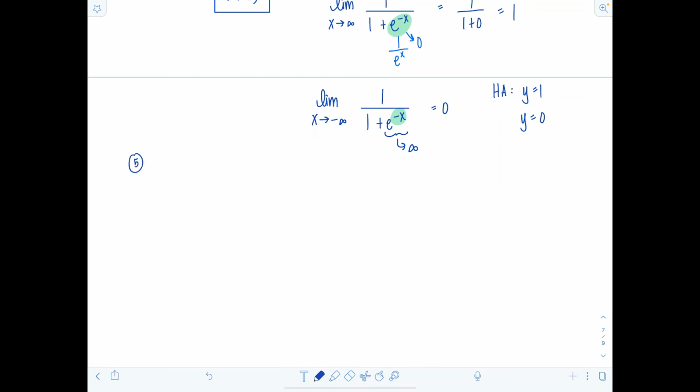So step 5, we need increasing, decreasing. So let's look at our function. It's 1 over 1 plus e to the negative x. Okay, you don't need to do the quotient rule. Why do I say that? There's no variables in the numerator. So please rewrite this as 1 plus e to the negative x to the negative first.